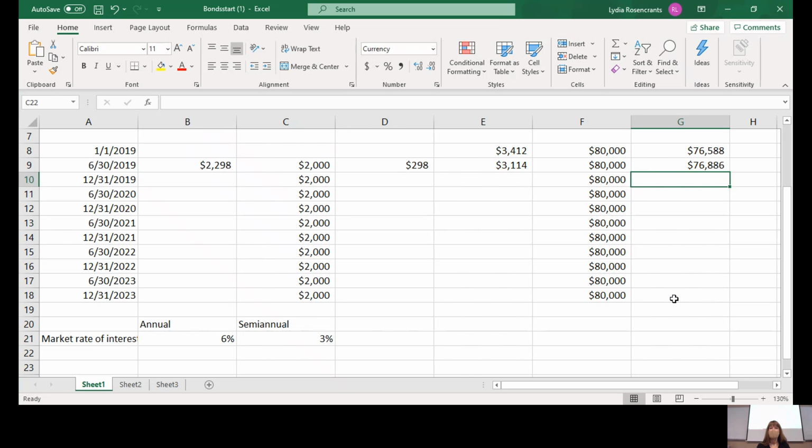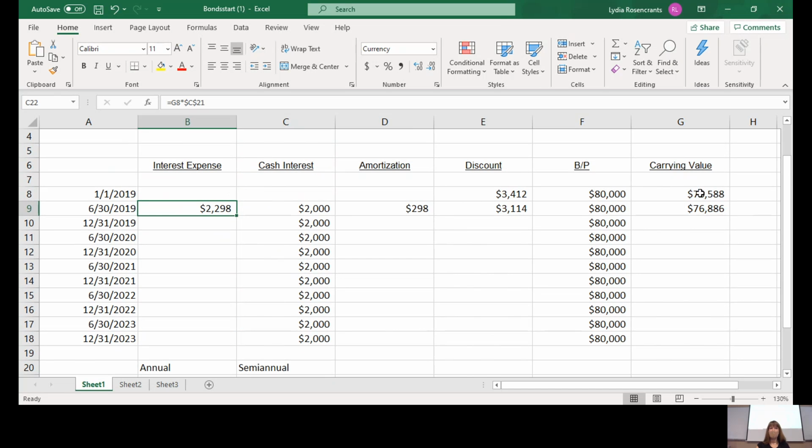Can you show me how you got the amortization? This one? Yes. It is the interest expense minus the cash interest. Okay? Got everything else? My interest expense is showing $0. This one? Yes. Okay, it should be the carrying value, which is G8. Okay, that's fine. Thank you. All right. I'm back on track.